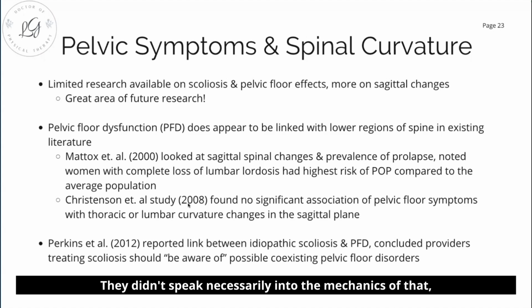They didn't speak necessarily into the mechanics of that, but I would imagine it's because of the forces throughout the pelvis. And then there was another study that looked more at the alignment of the sagittal plane and whether someone experienced symptoms. In this study, they did not find a significant association of symptoms with structural changes in the sagittal plane.